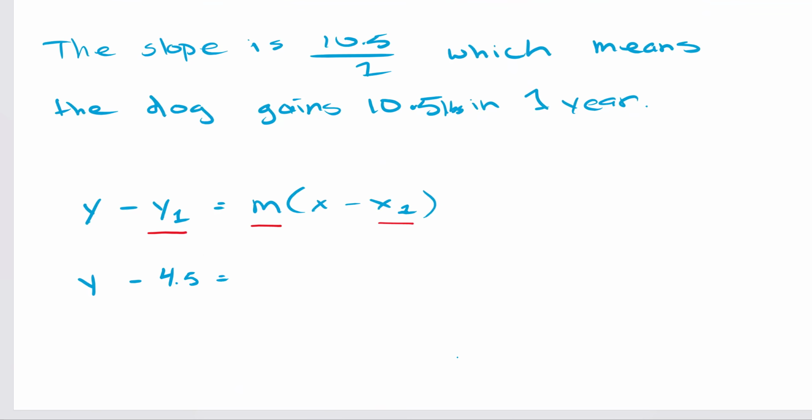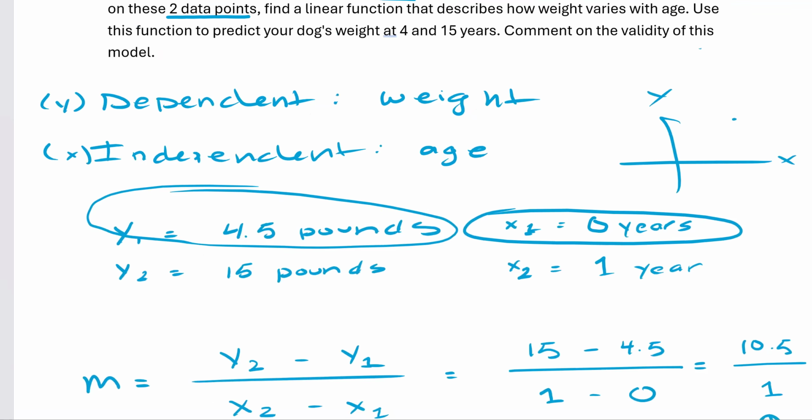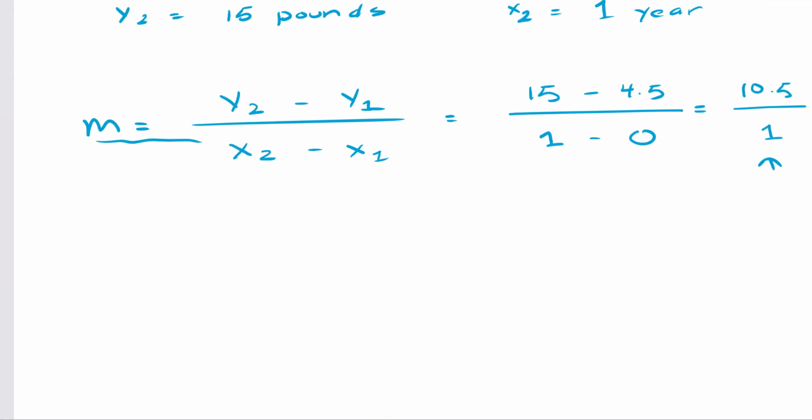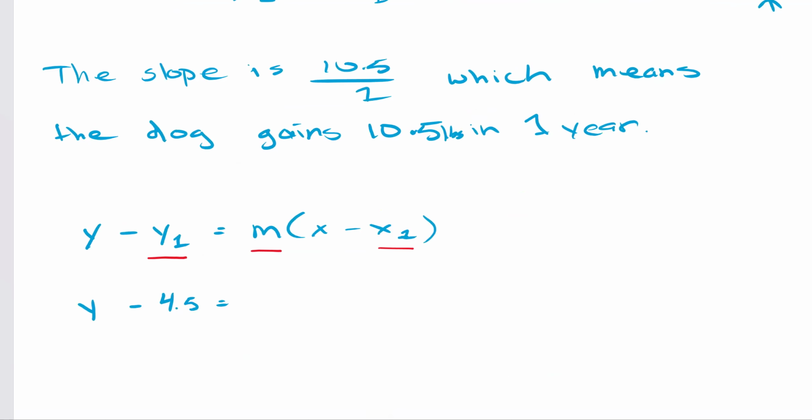m, we just found. That was the slope. Remember the slope formula? Right up there. We did all that math. We found it was 10.5 over 1. And I said that for future calculations, I was just going to omit the 1 because dividing by 1 doesn't do anything. So I'm just going to use 10.5. That's how much weight the dog gained in 1 year.